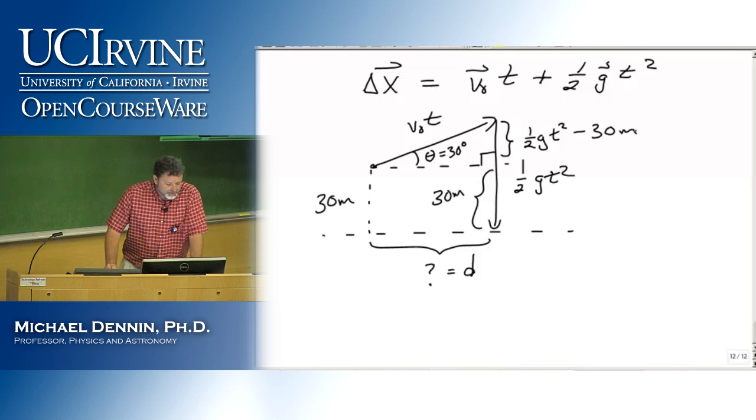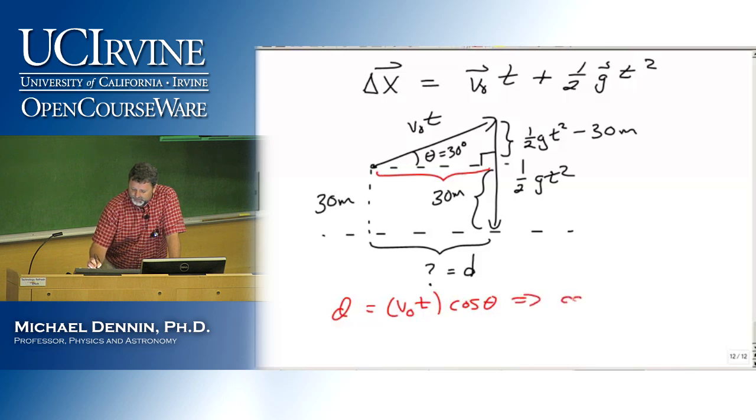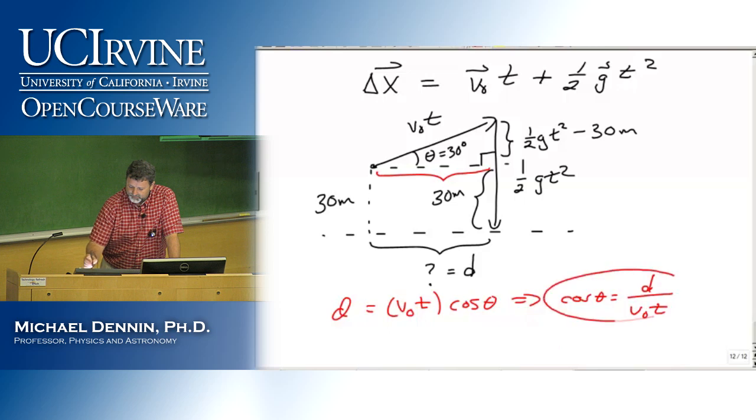Now we pretty much have everything we need to solve the problem. If we look right here, we see that this side, d, is just v0 t cosine theta. That's what we did earlier. The cosine of theta is adjacent d over hypotenuse, v0 t. So this I know, this I know. If I can find t, I'm done.